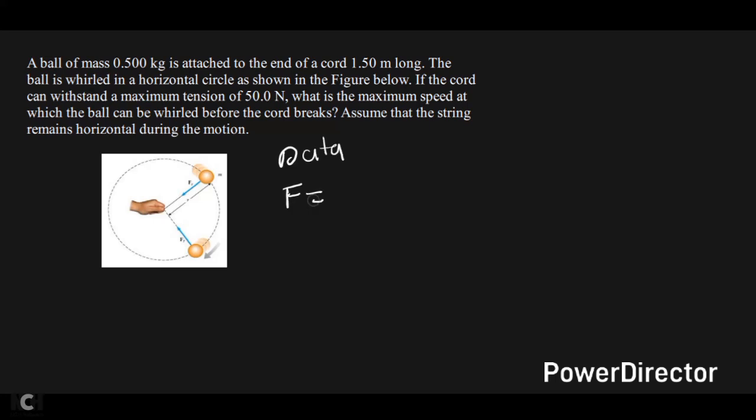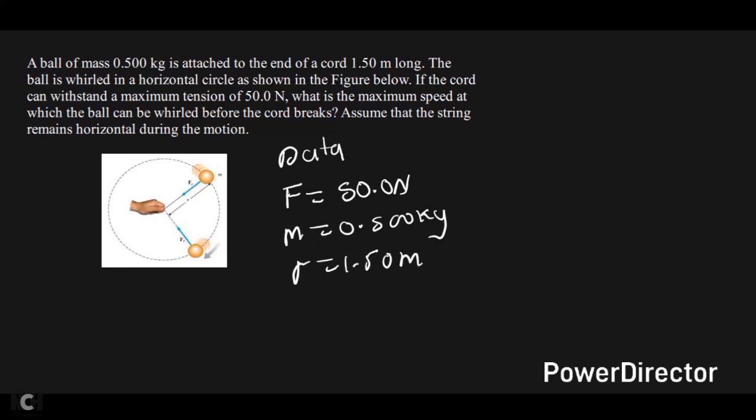So they have been given the tension in the force, which is 50 newtons. Then what else? The mass, 0.500 kg. What else? That one will represent the length, the radius, which is 1.50 meters.